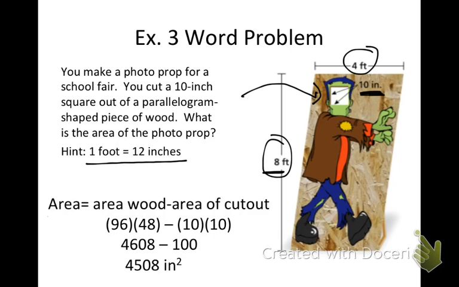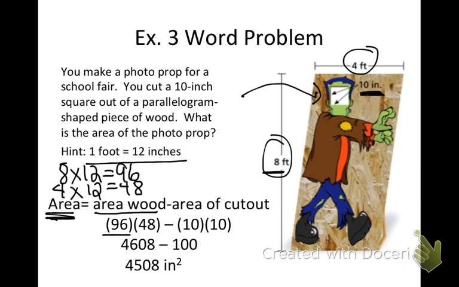So we're going to figure out the whole area of the wood. So the area would be the area of the wood that we started with, converted to inches. So if I take 8 feet and convert that to inches, that's 8 times 12. That gives me 96. I'll take my 4 feet times 12, and that will be 48. So that's how I get 96 times 48 for the area of the wood.